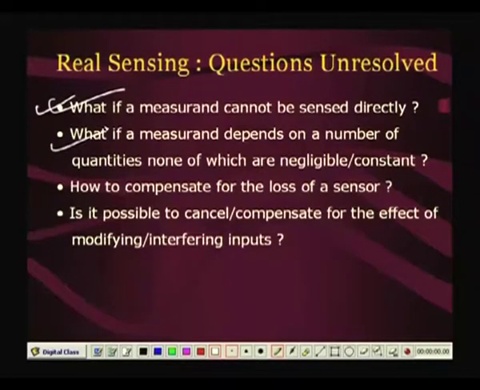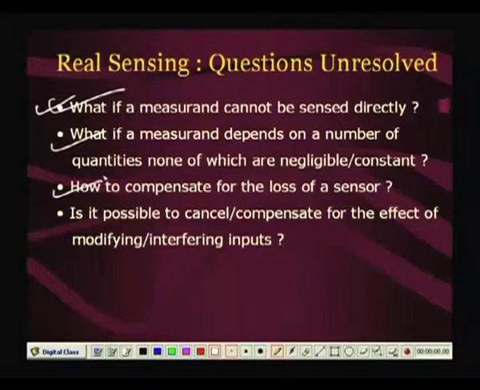Similarly, what if a measurement depends on a number of quantities? In that case, it is not dependent on only one quantity. Then how do we compensate for the loss of a sensor? This is a typical problem in control, which requires various sensors. If we lose a sensor while we are working, can we make up for it using the other sensors? That is an important question in some cases.